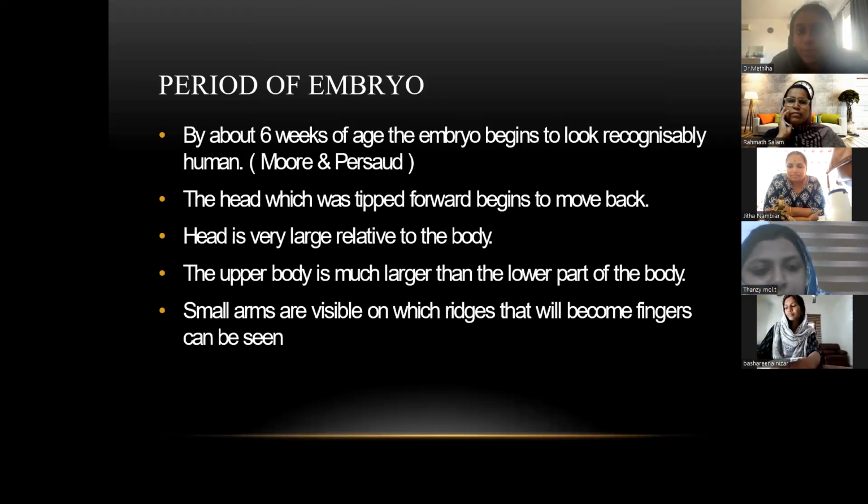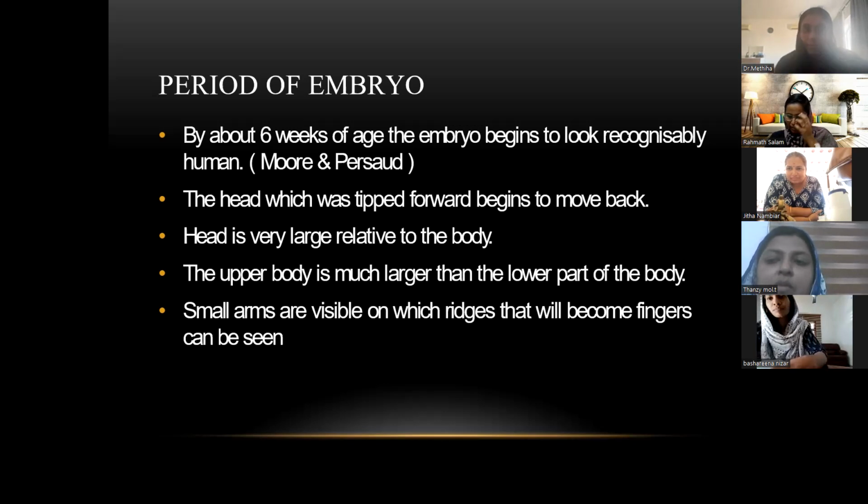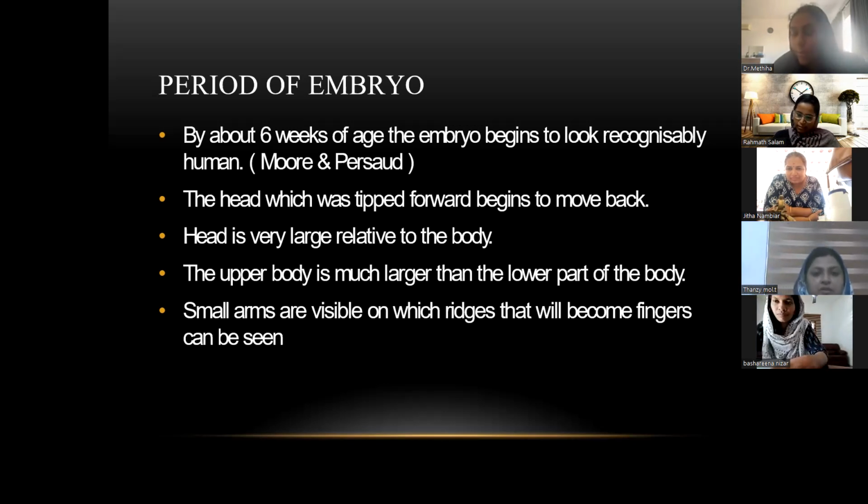So now we have gone through 4 weeks, and by about the 6th week, the embryo begins to look recognizably like a human. The head, which was tipped forward, as you have seen in the previous picture, will move backward as we have our head. At this point, the head is very large relative to the other parts of the body, and the upper body is much larger than the lower part.